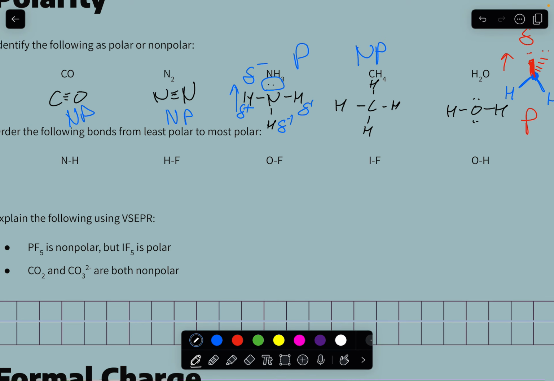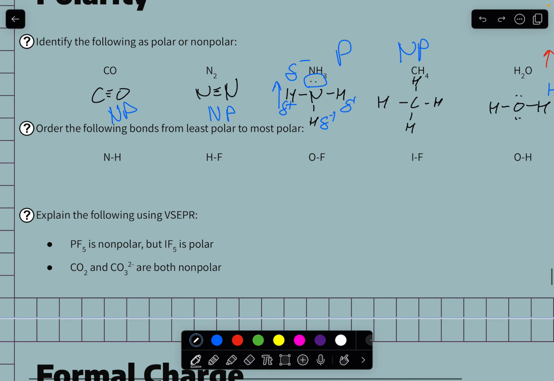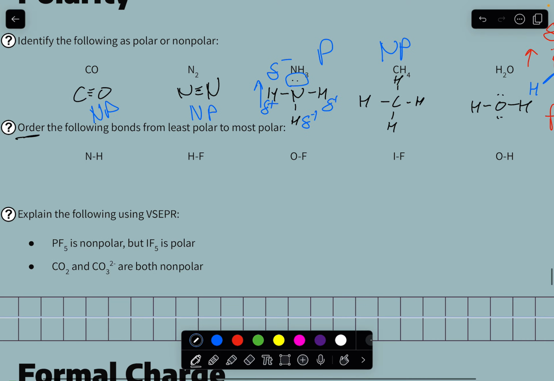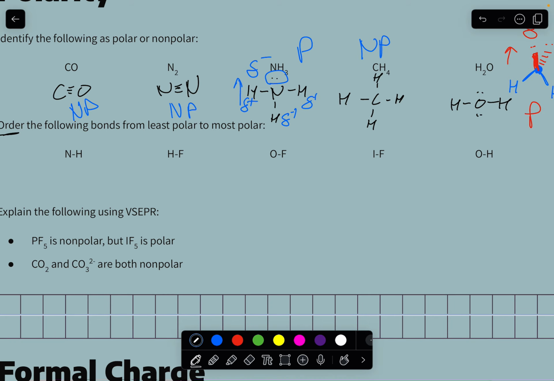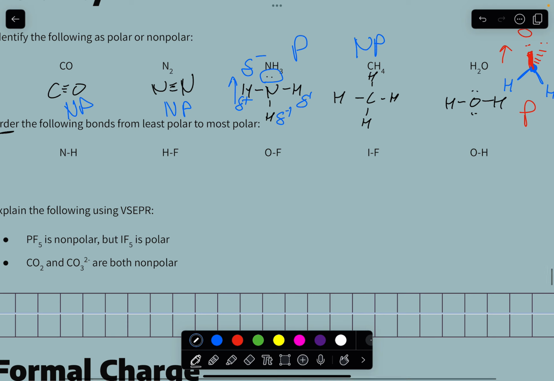Okay, I want you all to do this second question on your own. I'll give you the answer here, but I want you to look at this, and you're going to be ordering or ranking the bonds from least polar to most polar. Okay, so look at the distance of the atoms on the periodic table. And you should get HF is the most, OH is second, NH is third, IF is fourth, and OF is fifth. Okay, but I want you to make sure you look through each of those compounds and rank those polarities.